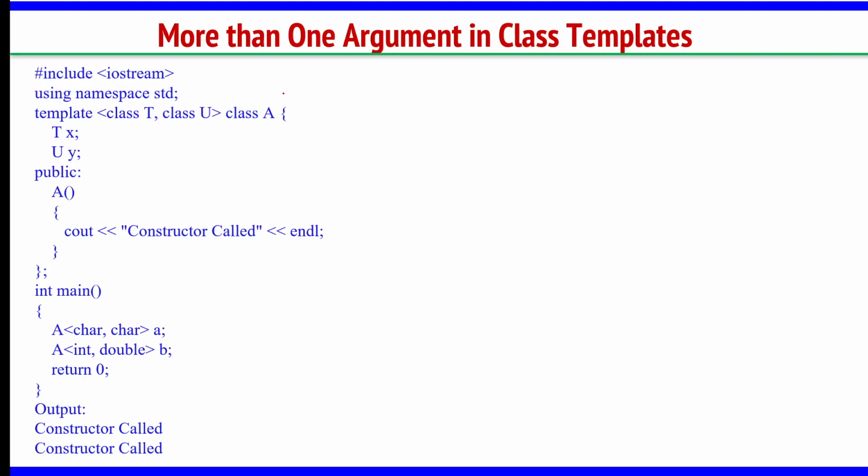If you want to give more than one argument in a class template, how do we do that? Let us see how we give more than one argument. So, template class T, class U, this is common. Instead of typename, I am using class here. So, template class T, class U. So, there are two different types.